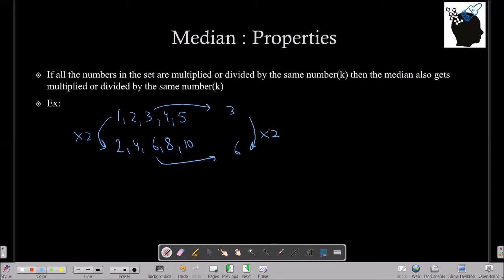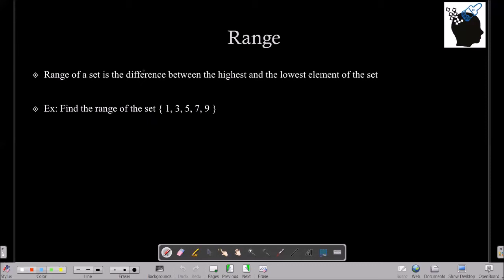Let's talk about range now. So range of a set is the difference between the highest and the lowest element of the set. So if they have given you a set, first of all, we are going to arrange the set in ascending or descending order. Then we are going to find the lowest value and the highest value. And the range is nothing but highest value minus lowest value.